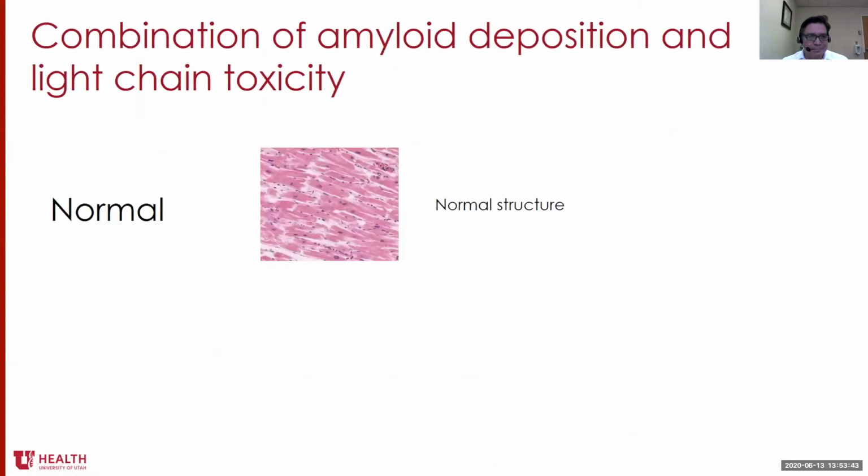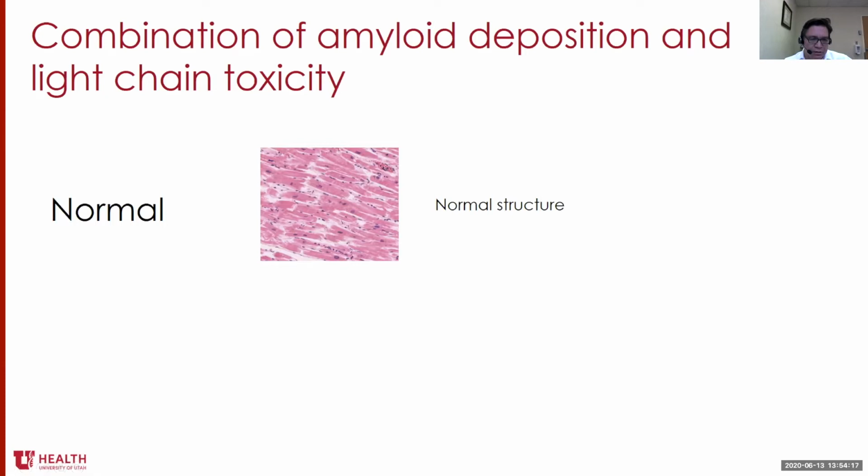And when this amyloid deposits on the heart, it causes destruction of the muscle tissue. You can see here, this is a tissue from a heart biopsy. So you can see a normal structure here of the heart cells joining together to produce contraction and relaxation.